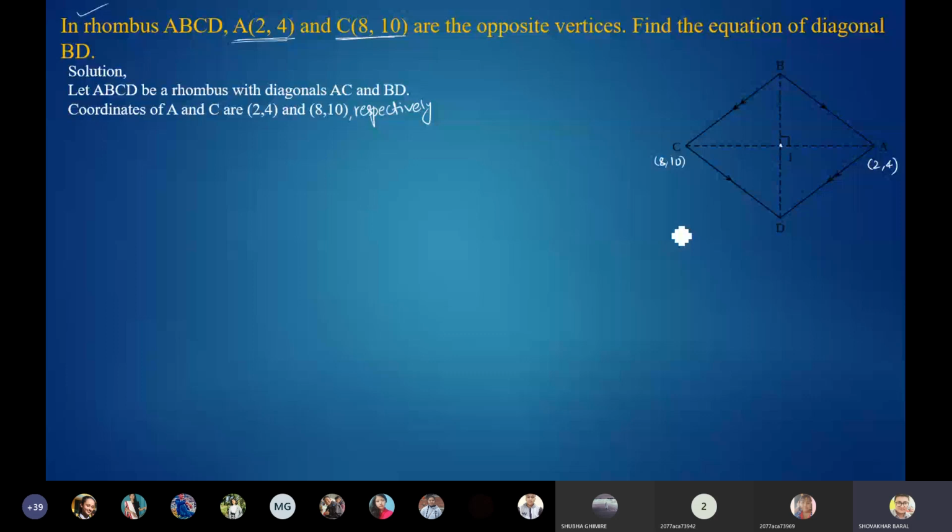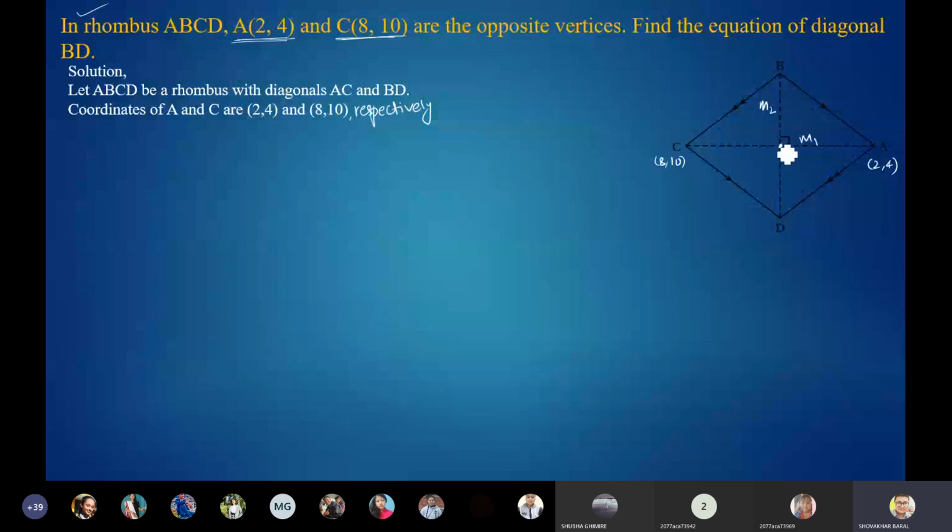Coordinates of A and C are (2, 4) and (8, 10). It means the coordinate of A is (2, 4) and C is (8, 10). So our basic plan to solve this question is to find the slope of AC, that is M1, and then find the slope of BD, that is M2, and the passing point.